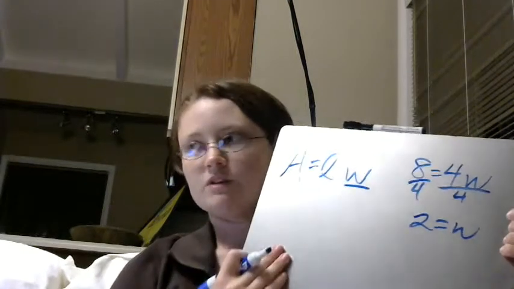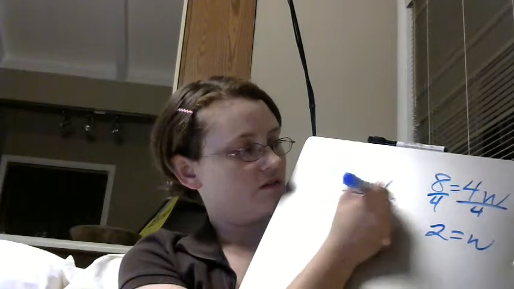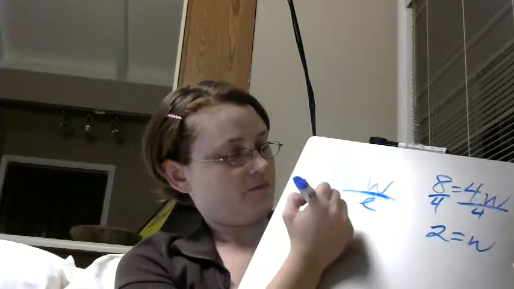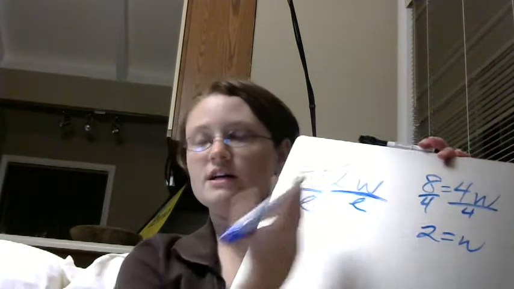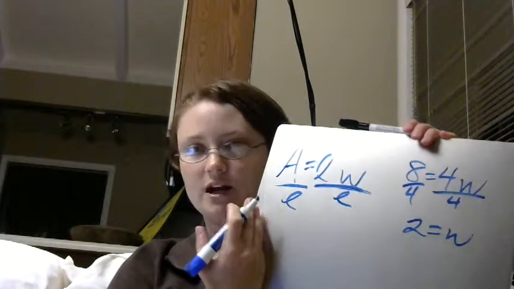L happens to be what's multiplied by W. So just like we did with the 4 over here, we're going to divide. Divide by L on both sides. All right, because remember, whatever you do to one side, you have to do to the other. We're not kicking them completely out of the house. We're just kicking them to the other side, right?